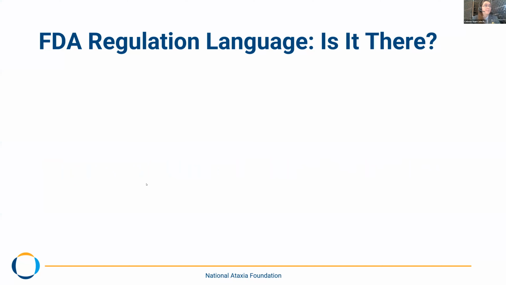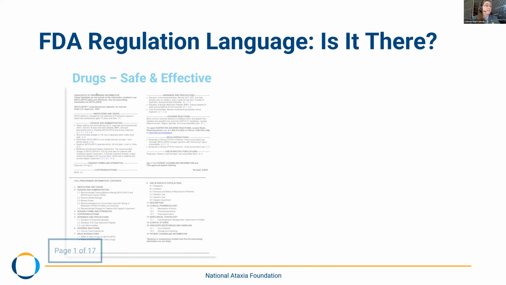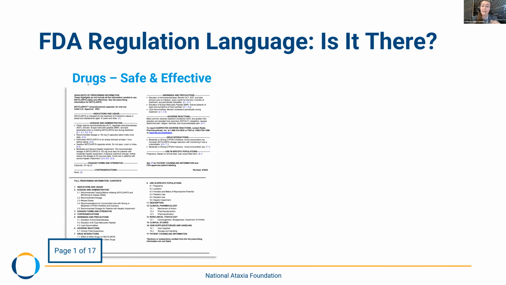First things first, if you are looking at a website for a company, organization or individual based in the US, you might want to look for FDA regulation language. Is that there? For example, if you are looking at a website that is advertising a drug or therapeutic, you will have a ton of safety information. Here's a screenshot I took from the Skyclarys website. That is the new medication that has been FDA approved for the treatment of Friedreich's ataxia.